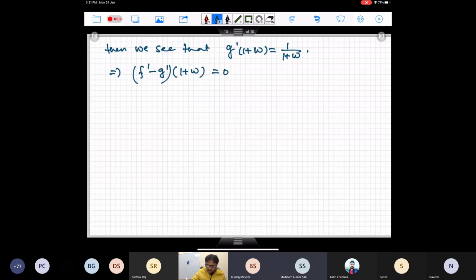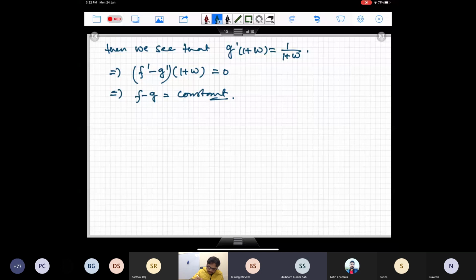So the derivative is identically 0 on a domain. What can I say about the actual function f minus g? We have already seen, using our CR equations and all that, that f minus g is going to be a constant function. Fine, so f minus g is the constant function.